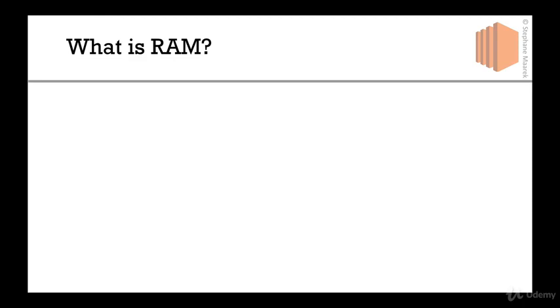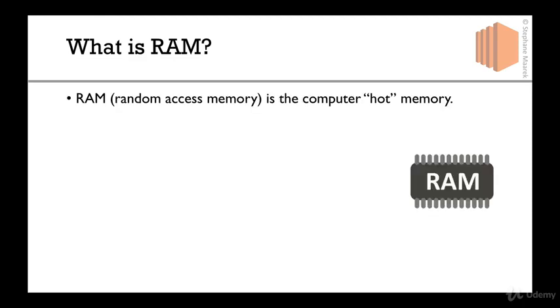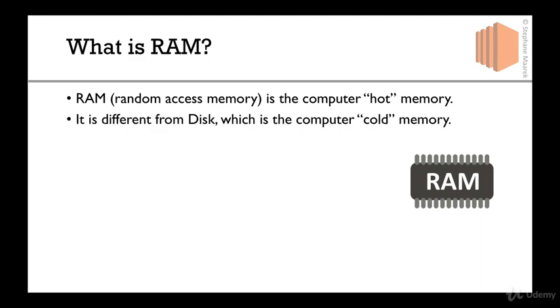So let's talk about RAM. And what is RAM? RAM means random access memory. It's the computer hot memory. It's very different from disk, which is the computer cold memory. So many people, when they talk about memory, they confuse RAM and disk.